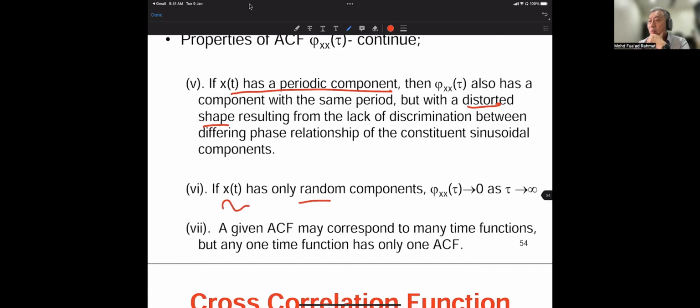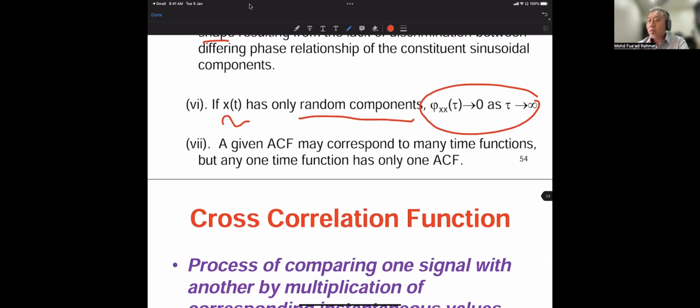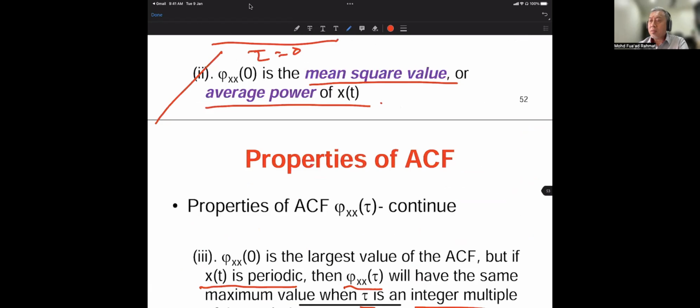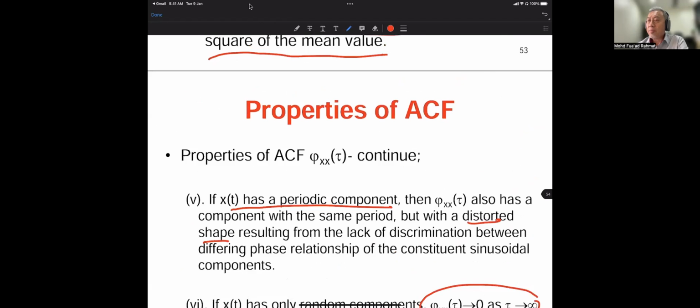So if x(t) is a random component, you can see that ψxx(τ) goes towards 0 as τ goes towards infinity. A given autocorrelation function may correspond to many time functions, but any one time function has only one ACF. So we have about 7 properties. Just remember 3 or 2, which is more than enough, for the properties of the autocorrelation functions.